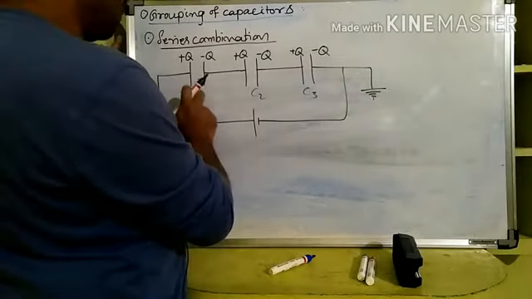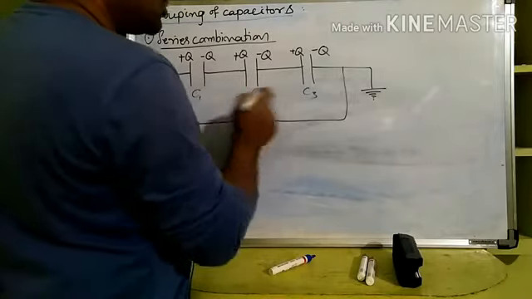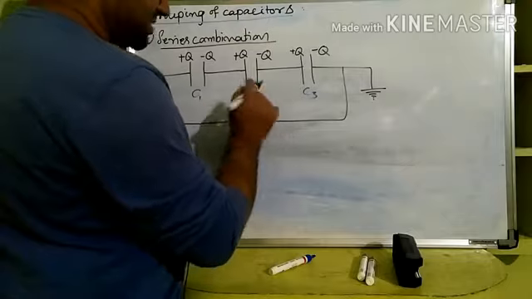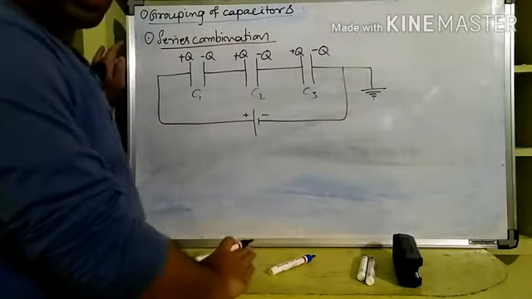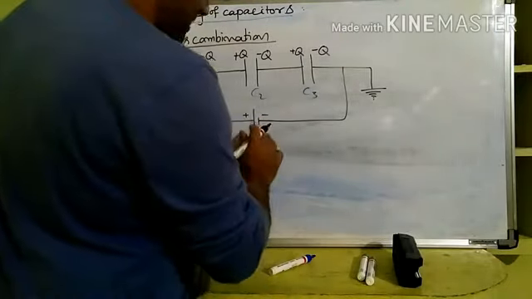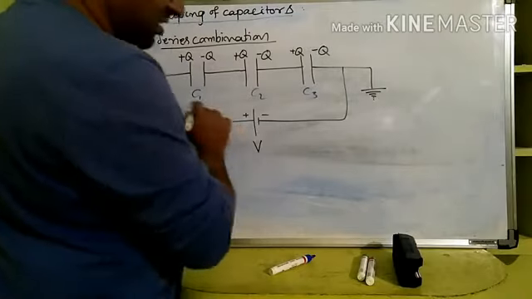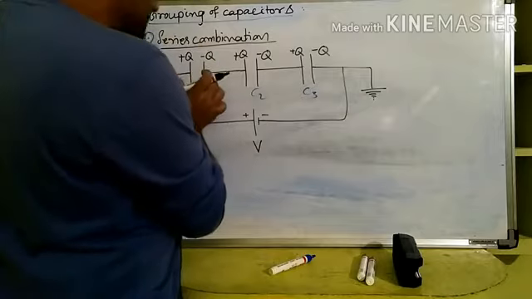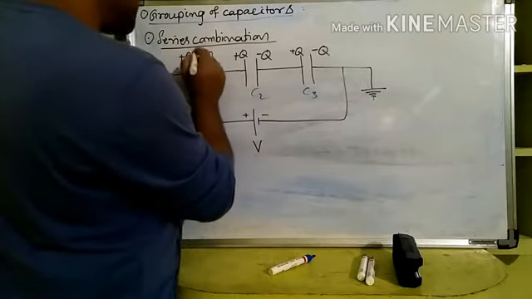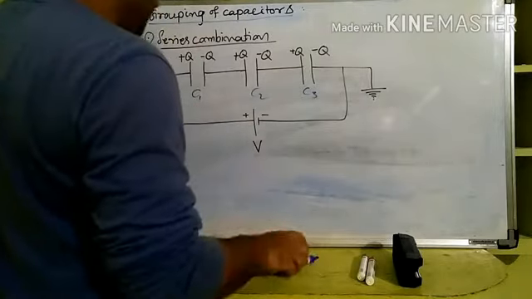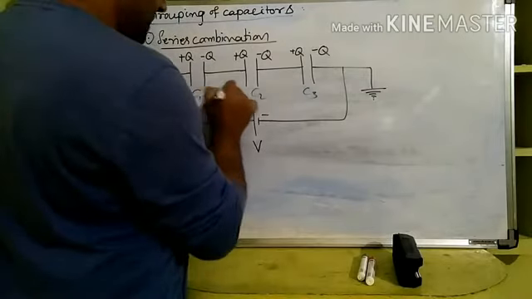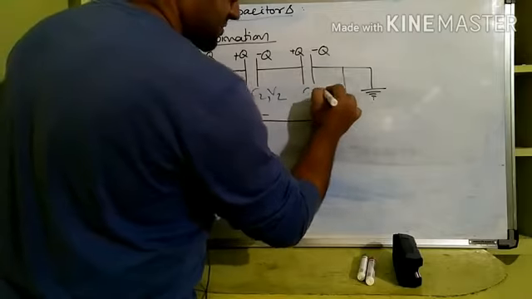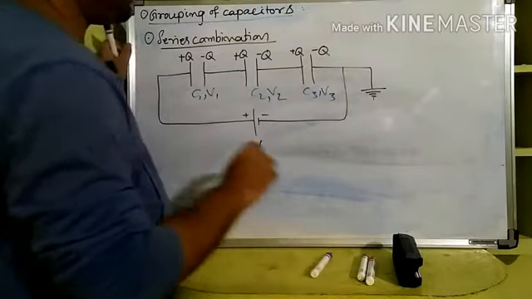That's Q. Charge on capacitor C2 also is Q. Charge on capacitor C3 also is Q. So whatever charge is supplied, the same is the charge throughout. But what is changing here? Let us say V is the potential which is supplied to all of them. But what is the potential drop across the first capacitor? Let us say V1, V2, and the potential drop across capacitor 3 is V3, and so on.